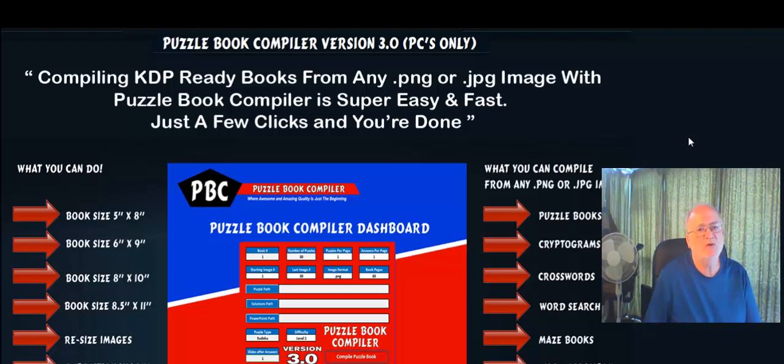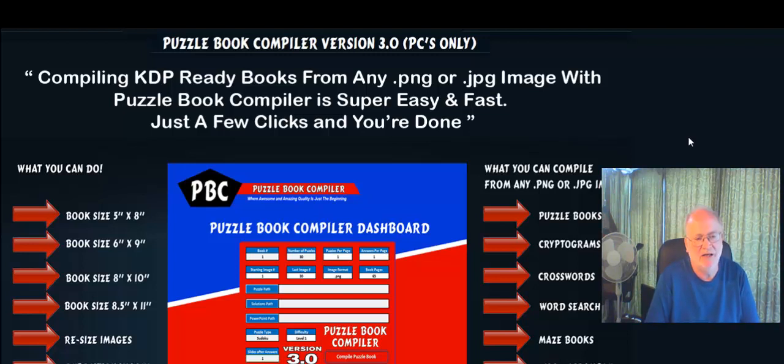Compiling KDP ready books from any PNG or JPEG image with Puzzle Book Compiler is super easy and fast. Listen, it's just a few clicks and you're done. So what can you do with it? Well, you can create book sizes of 5 by 8, 6 by 9, 8 by 10, 8.5 by 11. We supply you the templates for those.